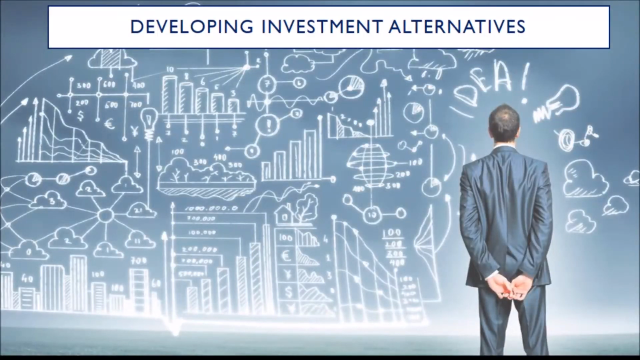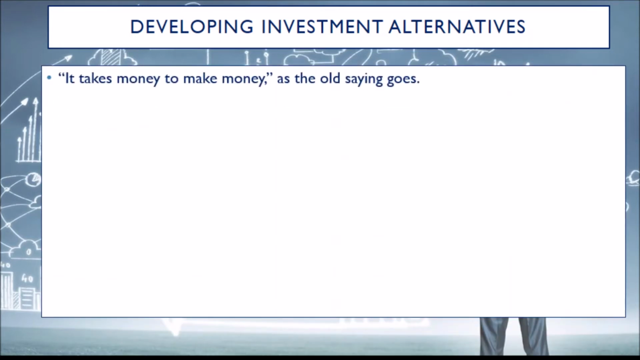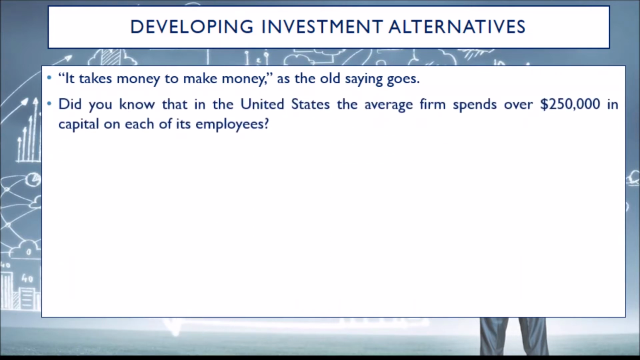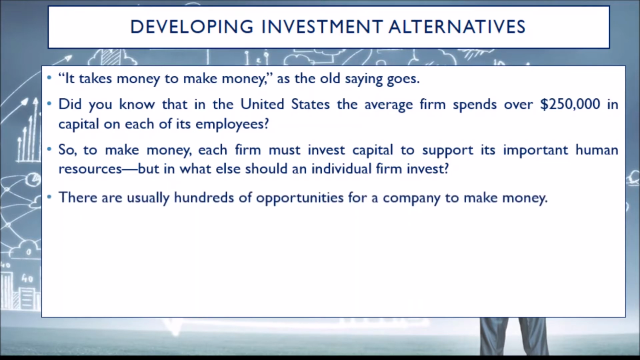Developing investment alternatives. It takes money to make money, as the old saying goes. Did you know that in the United States, the average firm spends over $250,000 in capital on each of its employees? So, to make money, each firm must invest capital to support its important human resources. But in what else should the individual firm invest?